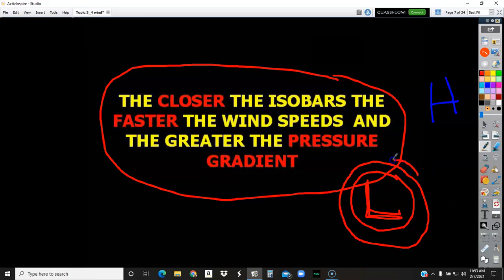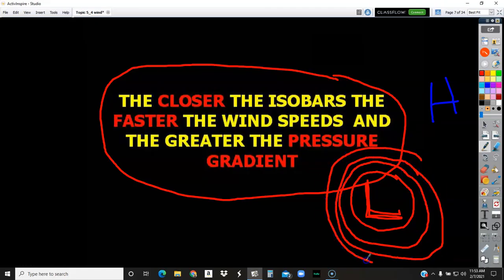If the isobars are very, very packed together, like you see here, that means a strong pressure gradient. So the closer the isobars, the bigger the difference in pressure. That's what they mean by pressure gradient. Big difference in pressure between two systems that are close to one another. And so the isobars will be closer together, which indicates a very, very fast wind, strong wind.